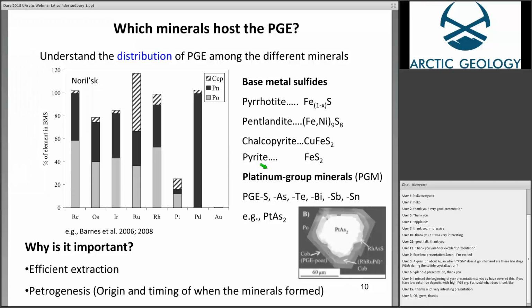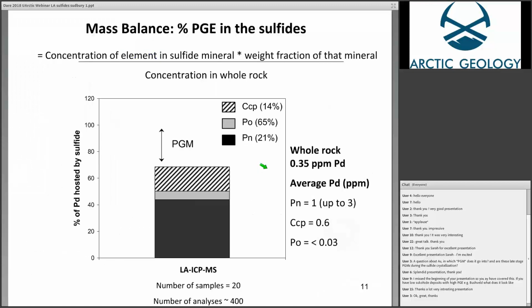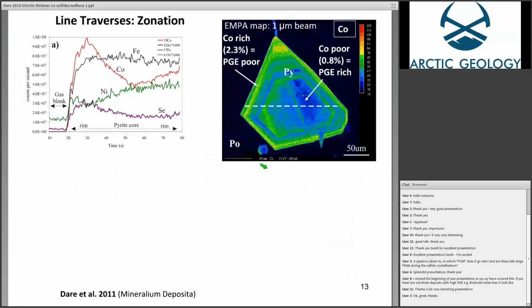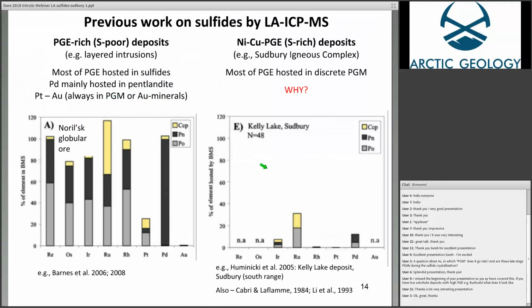Rune has a question about low sulfide deposits with high PGM, like the Bushveld. Yeah, missed it. Yeah, he said he came in late. I will try to find the slide.